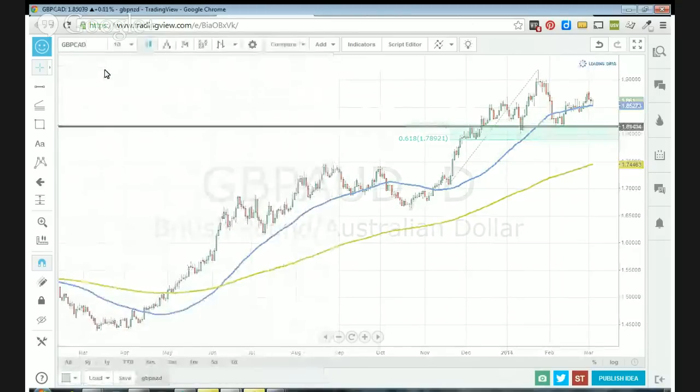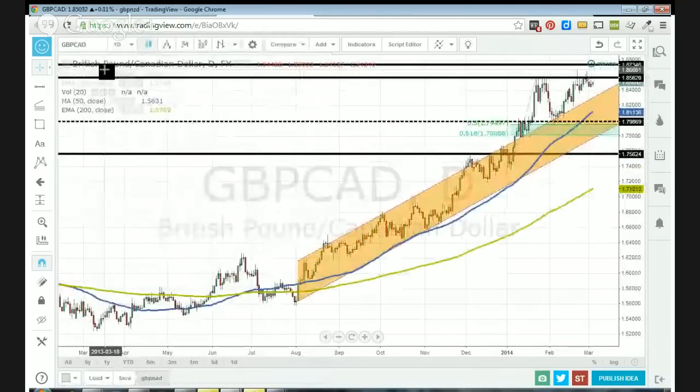Pound Canada. Entering at support is the basic name of the game in an uptrend for me. So if there aren't any support levels, if price just keeps going and going and going, I don't want to enter unless it pulls back to an established support level. Otherwise, I feel like that's just chasing price, which historically has not ended well, for me at least, and for most others probably. Pound Canada, same idea, uptrend. Let's see if it can pull back.